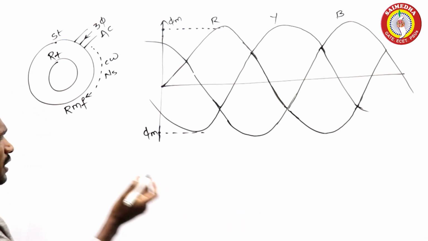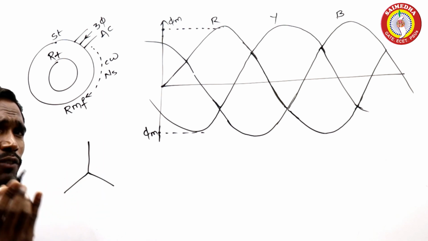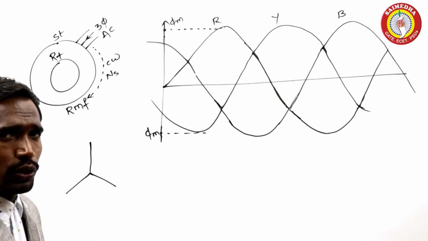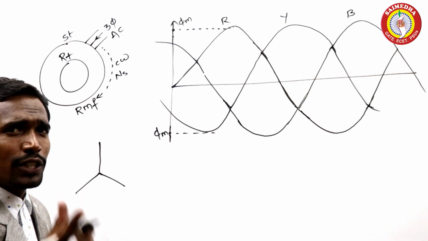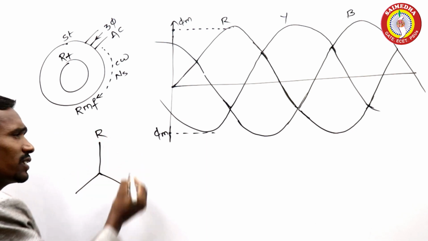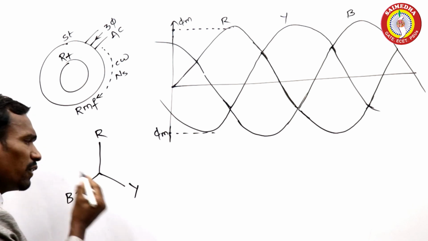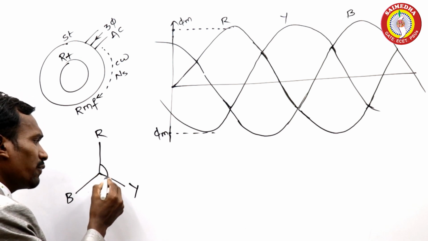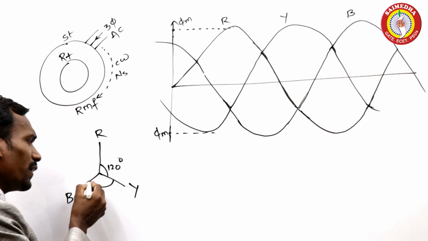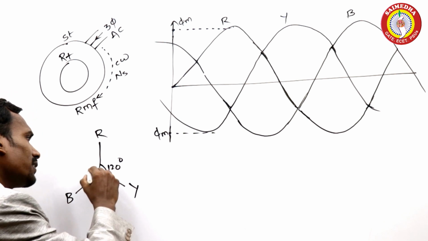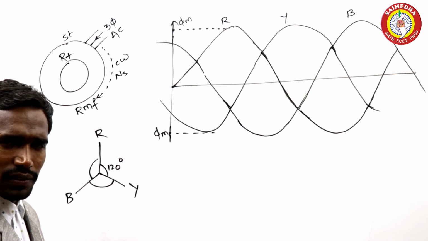Now, generally in a three-phase system, the three phases are displaced by 120 degrees from each other. We know that. For example, this is my R phase, this is my Y phase, and this is my B phase. R phase and Y phase are displaced by 120 degrees, Y phase and B phase also the same, and B phase and R phase also the same. Each phase is displaced by 120 degrees.